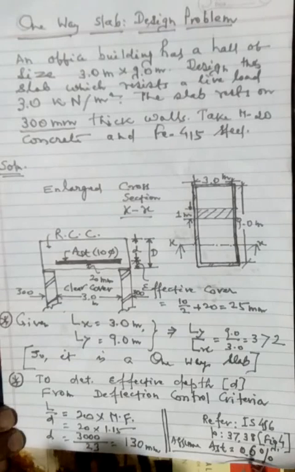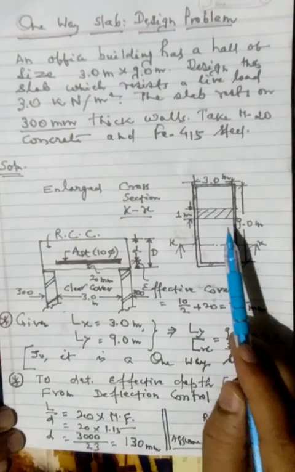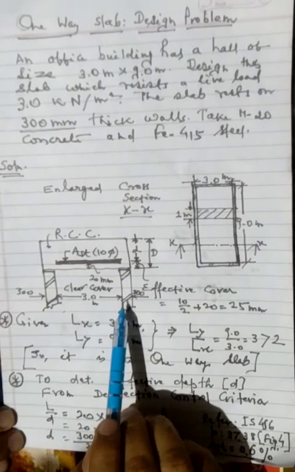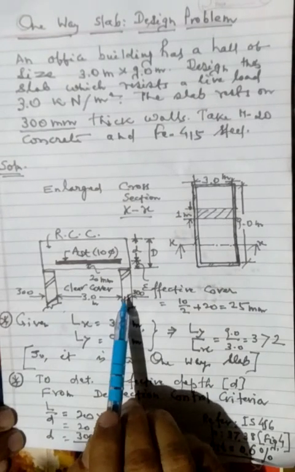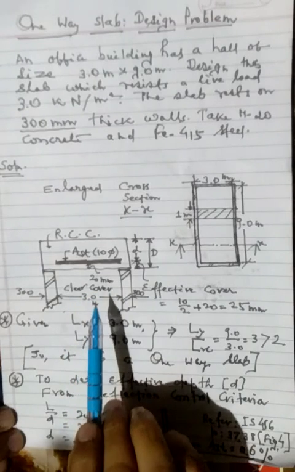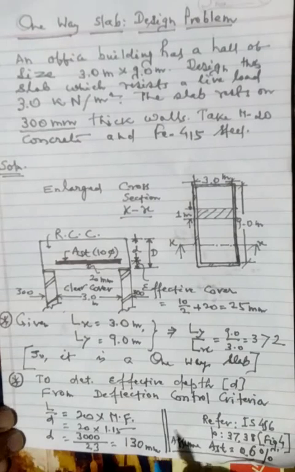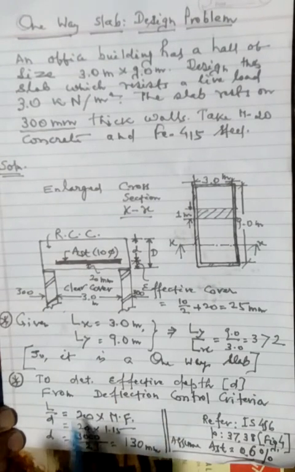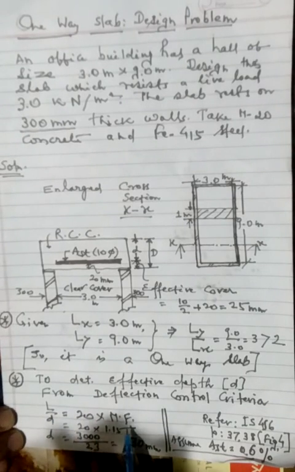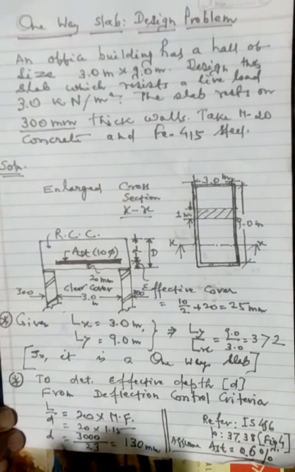So according to the IS code guidelines at page number 37, this slab is resting on a wall, that is a simply supported slab. So a case of simply supported one-way slab, which is just like a case of simply supported beam, from deflection control criteria, the L by d ratio comes 20 into modification factor, and from this relation, the effective depth of the slab d comes L divided by 23, that is 20 into 1.15 is 23.